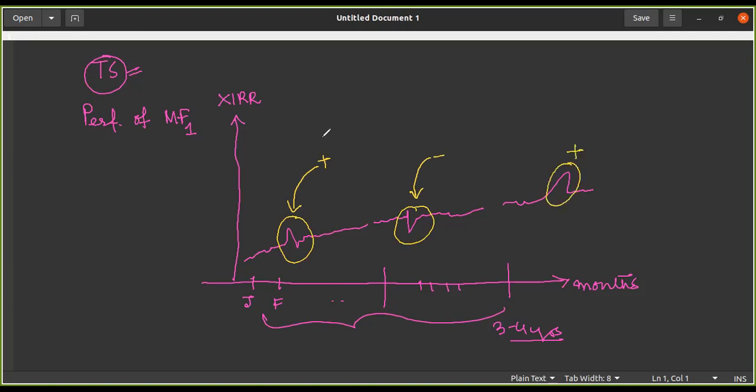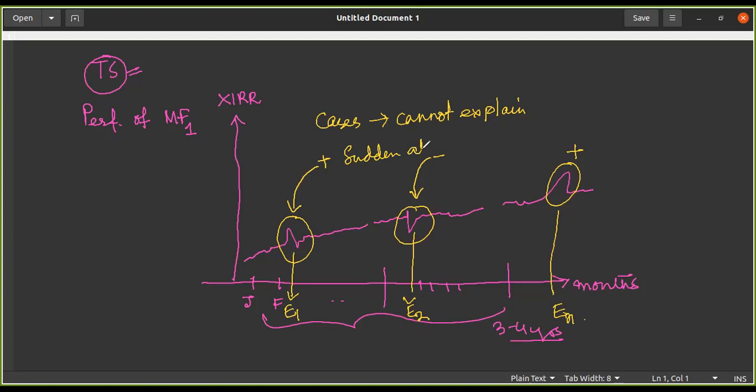These may well be components or cases which we cannot explain. We are not able to explain why really this happened. Something happened on that month or that day which has triggered this. Some event E1 has happened over here, some event E2 has happened over here, some event En has happened over here, because of which there was a sudden anomaly. Let's take this as example 1.